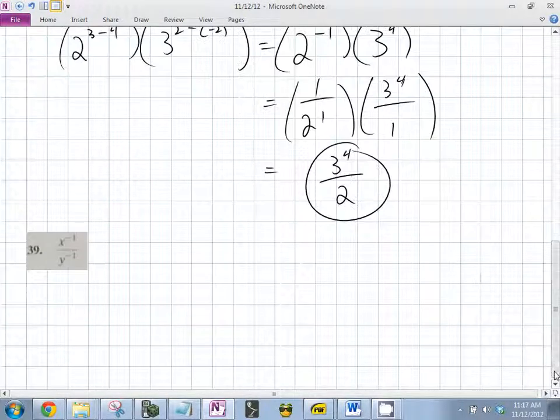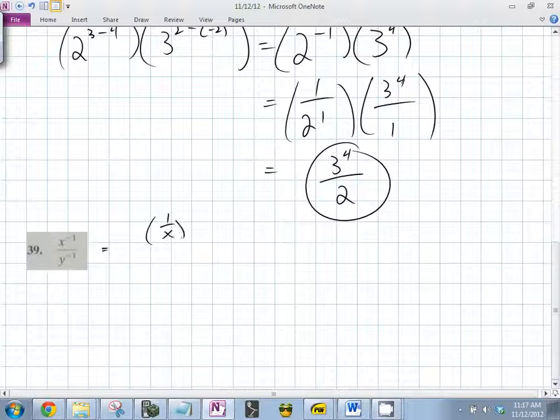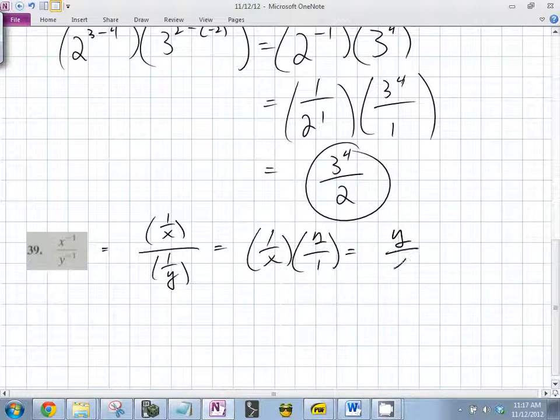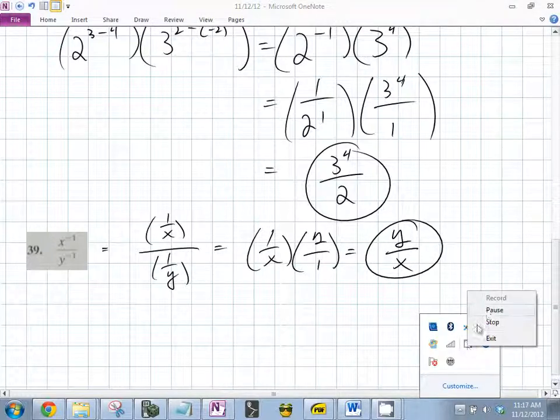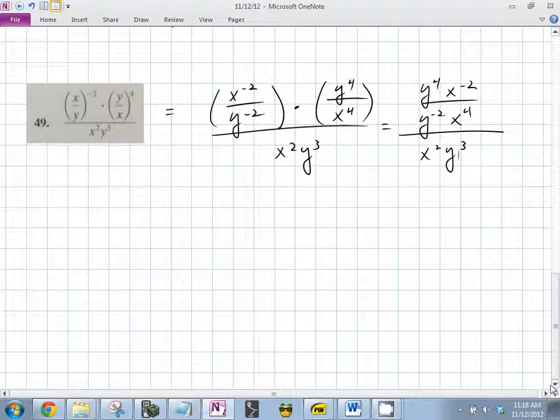You would write it as, what's x to the negative 1? It's 1 over x. So that's equal to 1 over x times y over 1. So that's going to be equal to y over, that's it. You're done. That's it. See? Not really doing anything with it yet. So what do you see there?